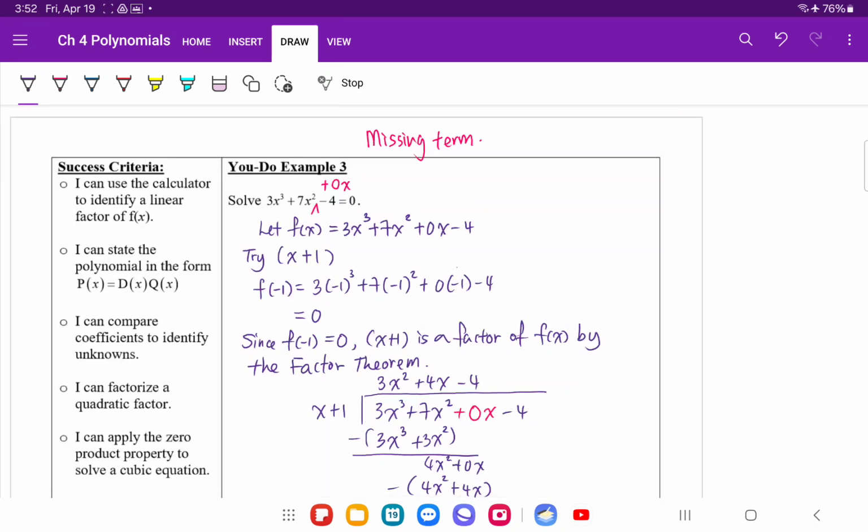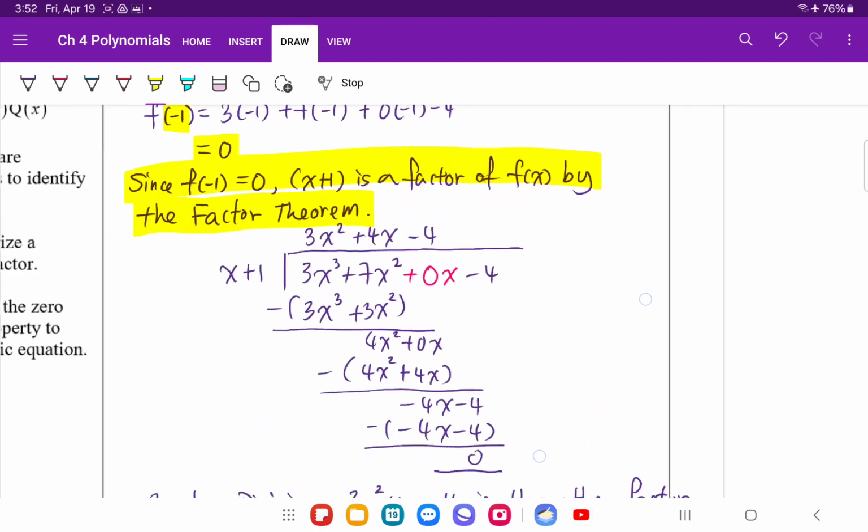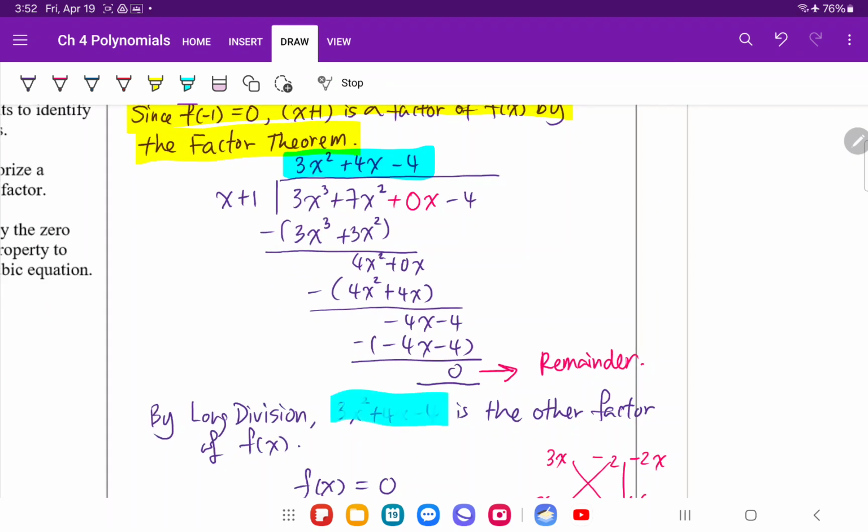Alright, let's check the answer. So what you will do is, like me, I actually tried the x plus 1 and I got that from the calculator method. And indeed, if I substitute negative 1, I got a 0. So this statement in yellow is important. State that x plus 1 is indeed a factor of f(x), and you must mention by the factor theorem. After that, long division, make sure your remainder is a 0. If your remainder is not 0, something is already wrong with your work. Please check that.